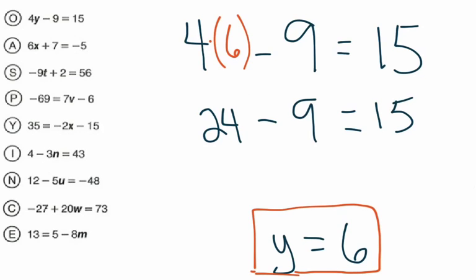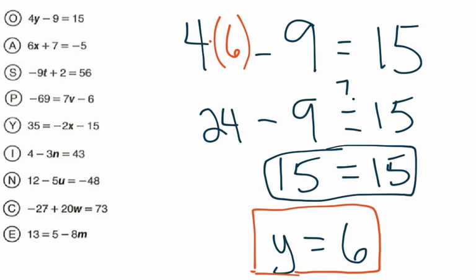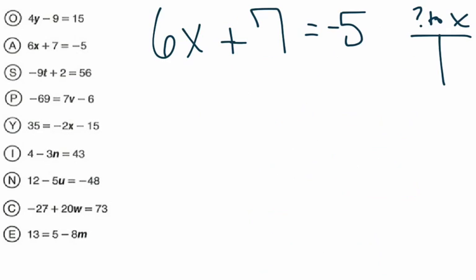And then I have minus 9 equals 15. My question is, is this true? 24 minus 9, does that equal 15? So take 24 minus 9 in your calculator and see what that gets. And if it's 15, then we're right. So 24 minus 9 is 15, and because they're equal on both sides, this is the right answer. Y is definitely 6. Okay, we're going to do the next one.